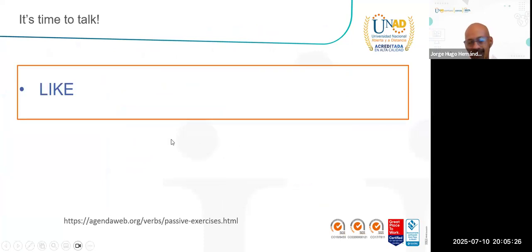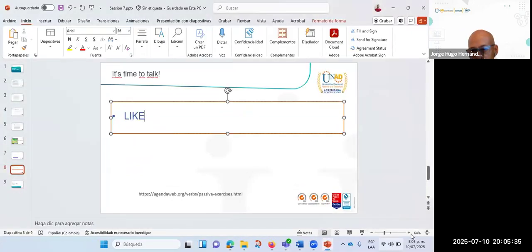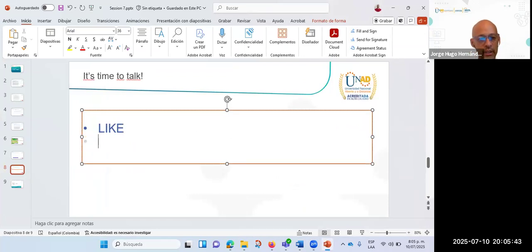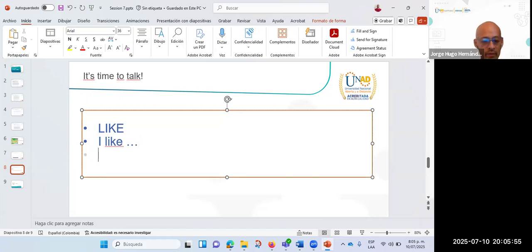Okay, this is the word. As you know, we use this word very much, maybe all the time, but in English this word doesn't have only one meaning. It has different meanings. The traditional one is when I say I like: I like hamburgers, I like hot dogs, I like pizza. That's the traditional one. But there are other examples when we use like.